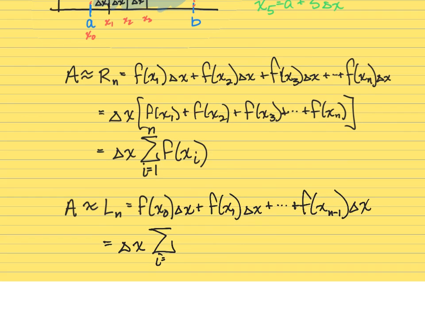Well, we can do it this way, actually: i equals 1 to n of f of x sub i minus 1 times delta x. So you're just adding up all the left-hand boundaries, and that's how you get the left-hand rule.